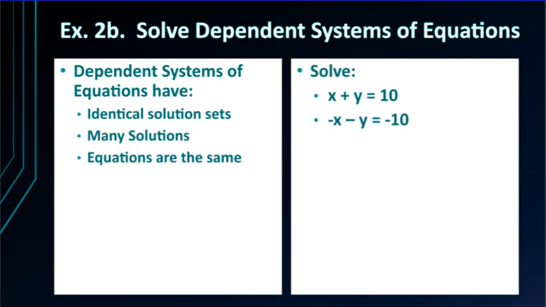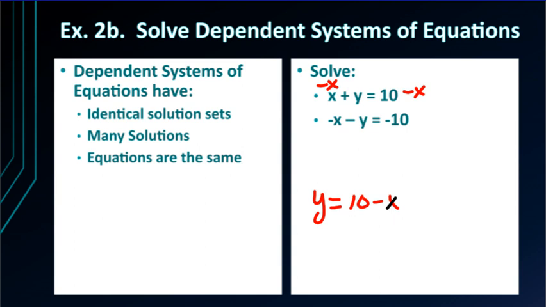Next one. Here we have x plus y equals 10 and negative x minus y equals a negative 10. Now the previous problem, we tried solving for one of the variables. Here I'm going to use a different method. Here I want to get both of them to equal y. So I'm going to subtract x on both sides. And when I do that, I end up with y equaling 10 minus x.